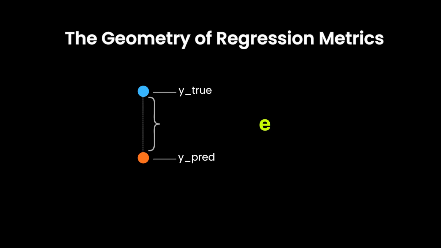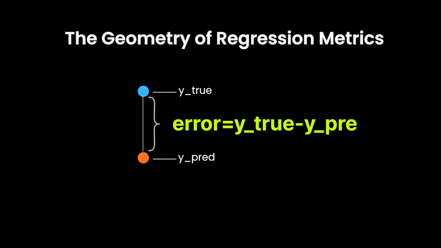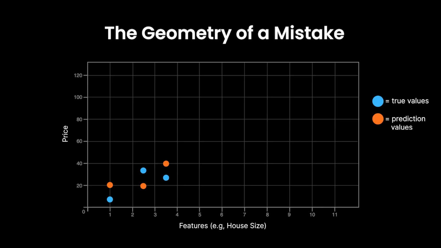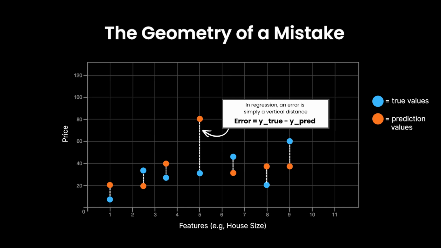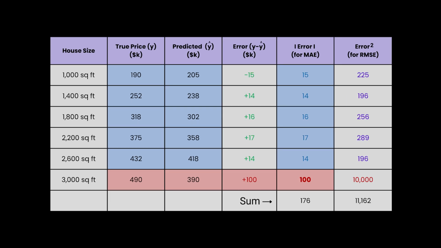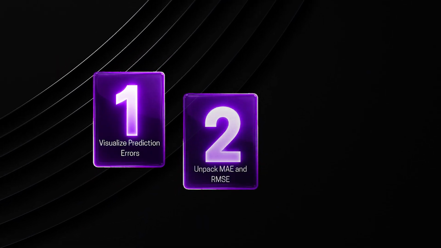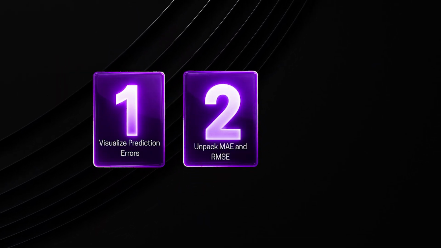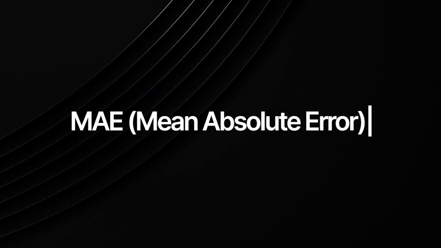In regression, every prediction produces an error. On a graph, that error is just the vertical distance between the real point and your prediction. So regression metrics are simply different ways of summarizing these vertical distances. That's it. So let's start with the simplest metric, mean absolute error.